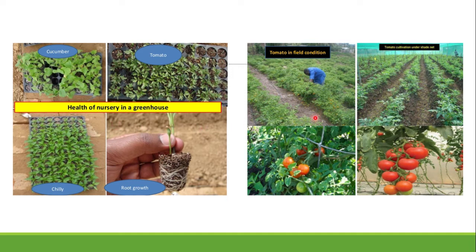If you see the tomato field in the outside field, and the second one shown inside a greenhouse, you can see the quality. We can even produce hybrid types of tomatoes. So the greenhouse has advantages over the outside field. It can improve the quality and also increase the yield or production.